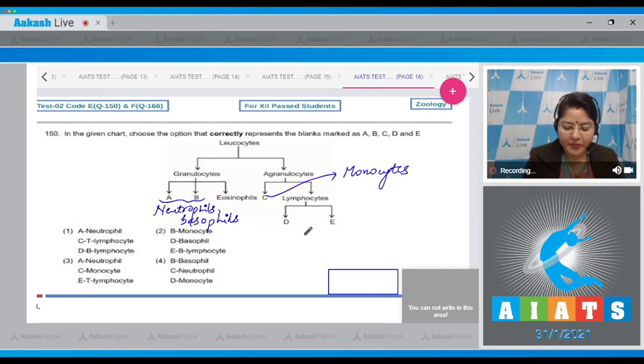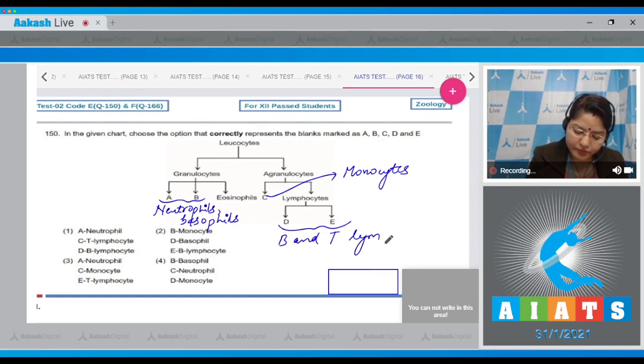Lymphocytes are of two types, B and T lymphocytes. So correct answer to this question is A, neutrophil, C, monocyte, E, T lymphocytes. Option number 3.